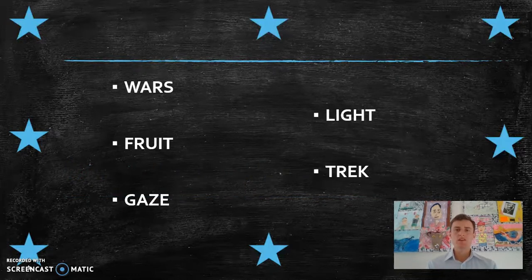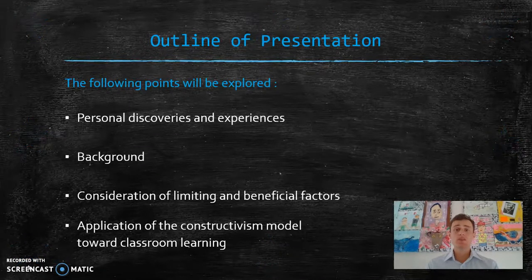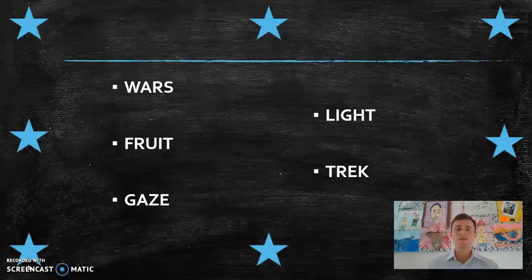Please have a look at these 5 words and see if you can remember them. We'll touch on them very, very shortly. The outline for the presentation today is my personal discoveries and experiences with Constructivism, an overview of Constructivism, the benefits and limiting factors of this learning theory, and finally the application that can be made in the classroom for this model. Now, I'm sure most of you and your students would be able to remember these 5 words.